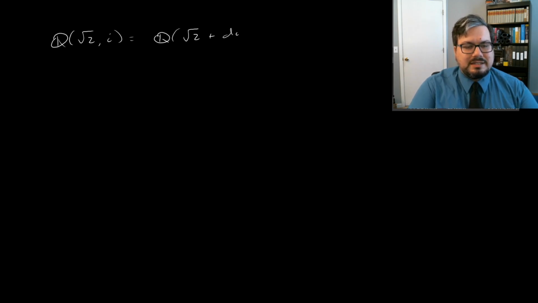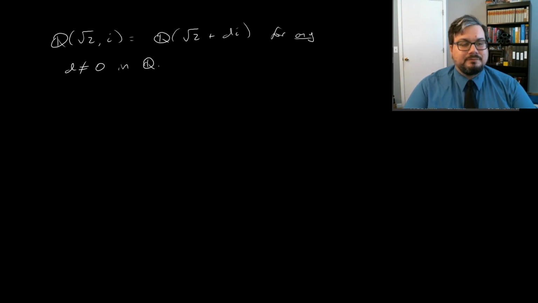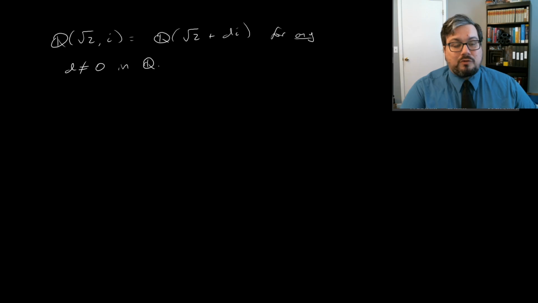So in conclusion, this means that Q(√2, i) is equal to Q(√2 + di) for any d not equal to 0 in Q. So in fact, there are infinitely many different ways of writing this field as an extension over Q based on a single algebraic element.